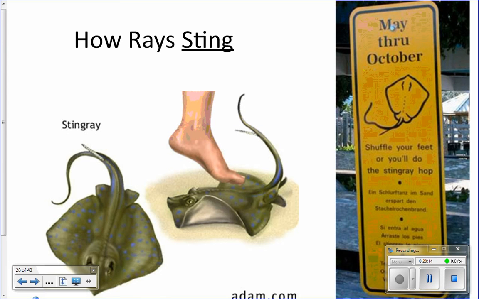And apparently it's super painful to be stung by a stingray. I've never been stung by a stingray, but it's supposed to hurt like crazy. And their venom can make it so that the wound takes a while to heal. It can take a couple of months to heal, or longer.